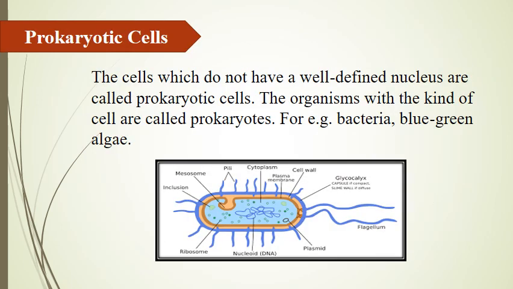Next, prokaryotic cells. Prokaryotic cells are those cells which do not have a well-defined nucleus. Those cells which do not have a well-defined nucleus are called prokaryotic cells, and the organisms that have this kind of cells are called prokaryotes. For example, bacteria and blue-green algae do not have a nucleus inside them.